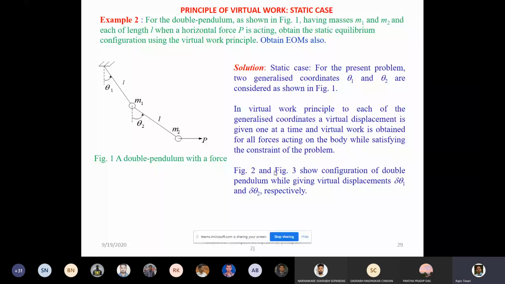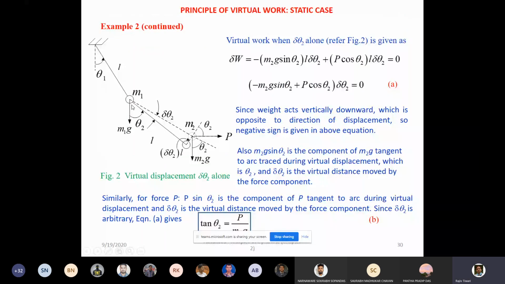So let us see what the forces acting are. At m1 there is a gravity force m1g in the downward direction. At m2 there is a gravity force m2g in the downward direction. There is a horizontal force P which we are applying to the mass m2. So these are the three forces acting, and there is no dynamic force. This is the static case.